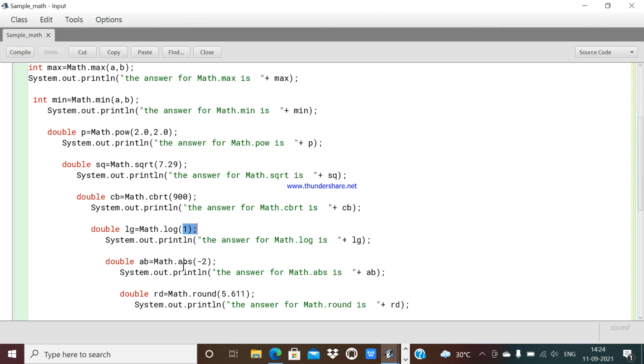Then we tried the math.abs function. So what will math.abs do? It will simply convert the negative number to a positive.